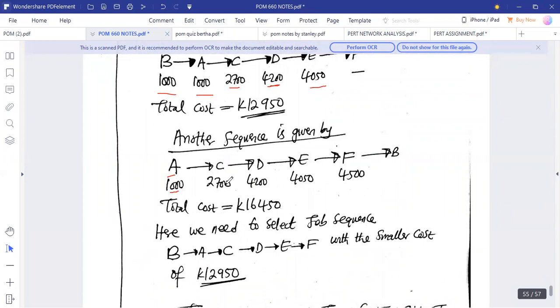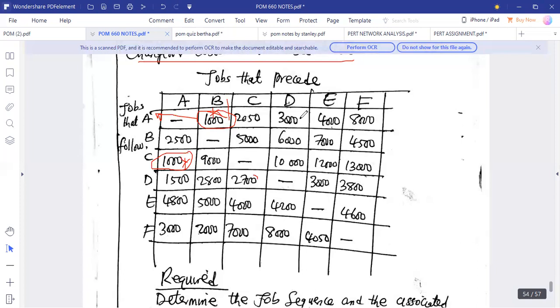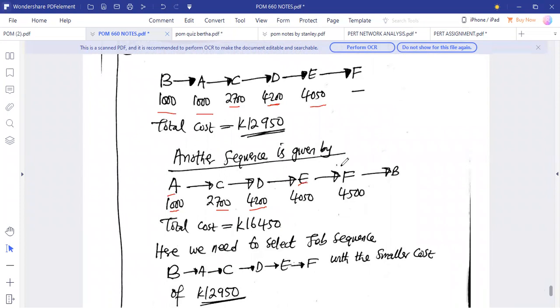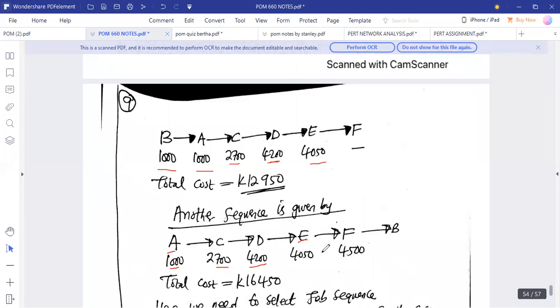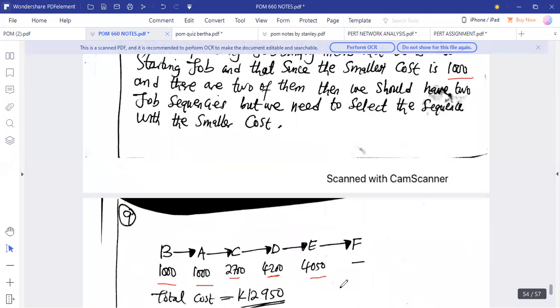So in D, the smaller cost in D is actually 3,000, but A is taken. We build up a little bit. We're getting down to E, 4,200. So that's what we do, and we go for E. In E, the smaller cost is actually 3,000, but D is taken. We build up a little bit, 4,050, so we can go for F.